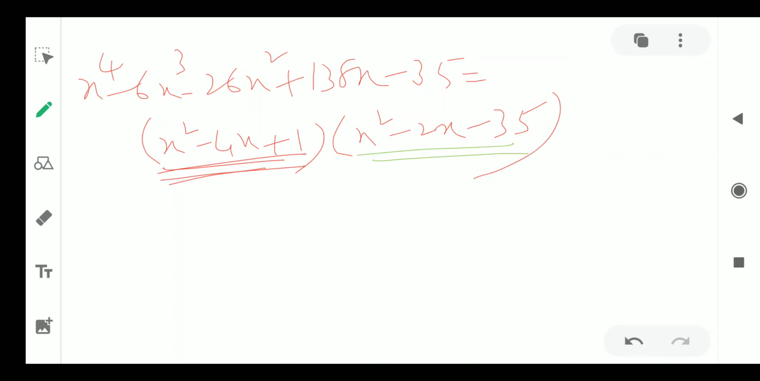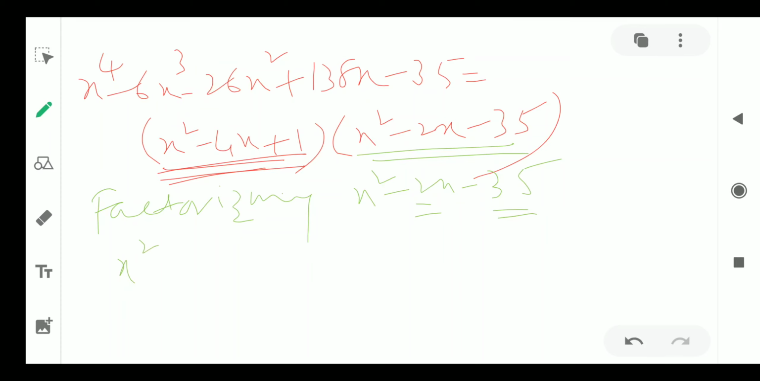So therefore now we will factorize x square minus 2x minus 35. We know how to factorize. We have to write minus 2 in such a way that if you add we should get minus 2, and if you multiply we should get minus 35. So I can write it as minus 7 and plus 5. So it will be okay.